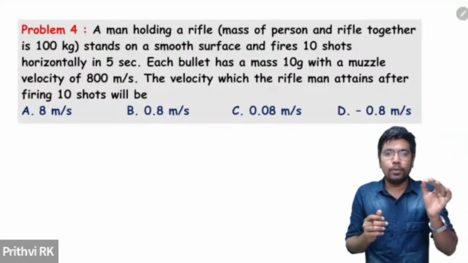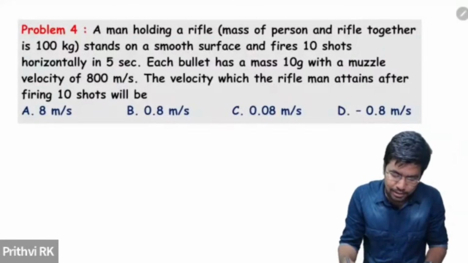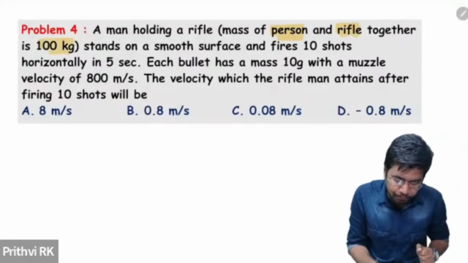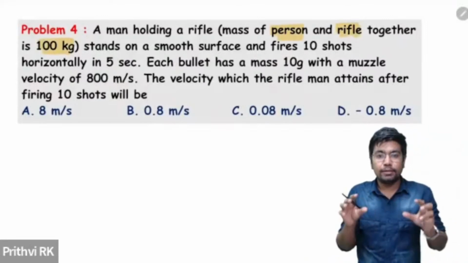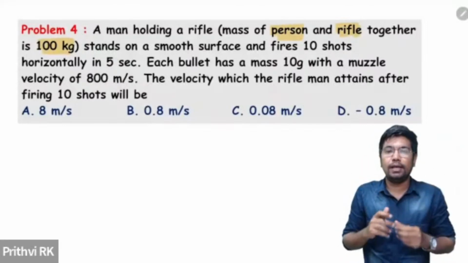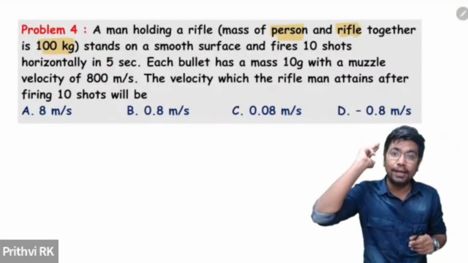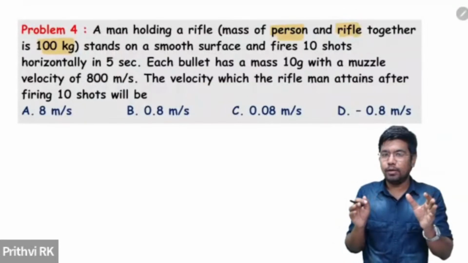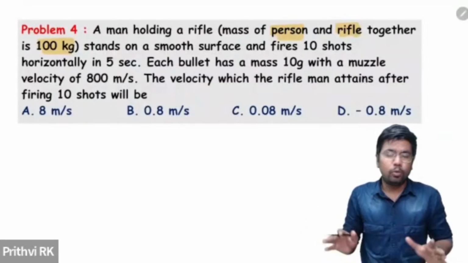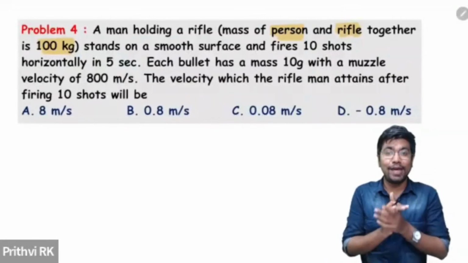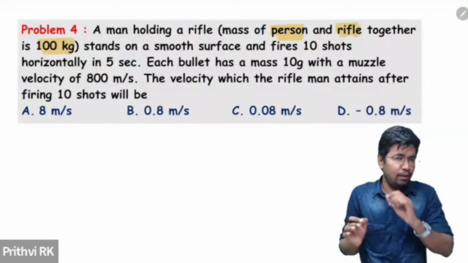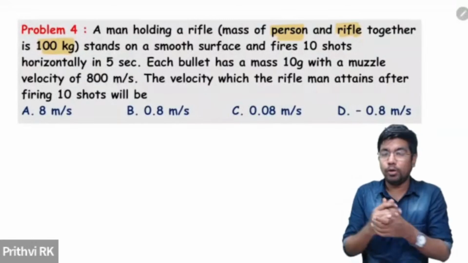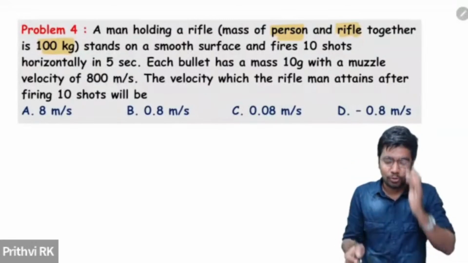So the mass of the person and rifle together is 100 kg. The person and rifle, both their weight added becomes what? 100 kg. So they are standing on a smooth surface and fire 10 shots. He is firing not once, not twice, but 10 times, horizontally in 5 seconds. Each bullet has a mass of 10 gram with a muzzle velocity of 800 meter per second. So what velocity will the rifleman attain after firing shots? What will be his new velocity? That's what they are asking.